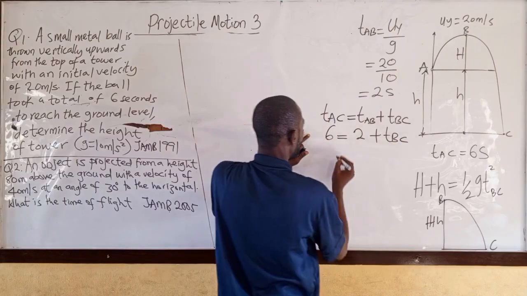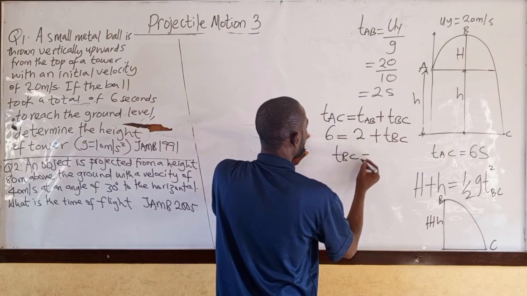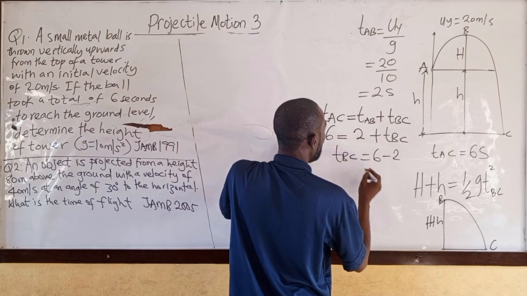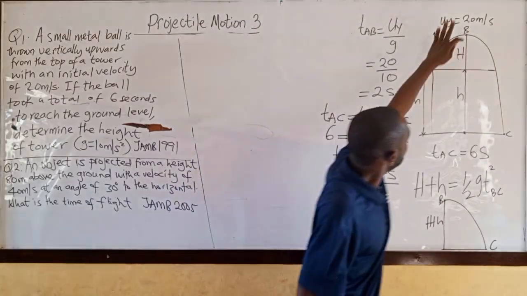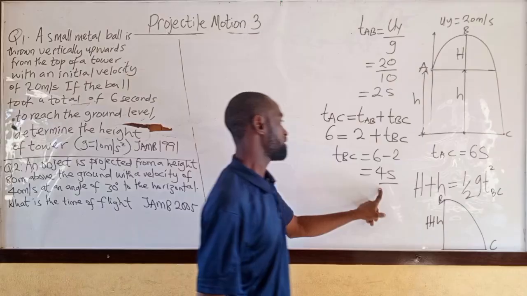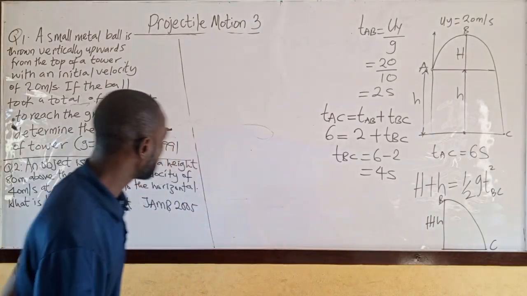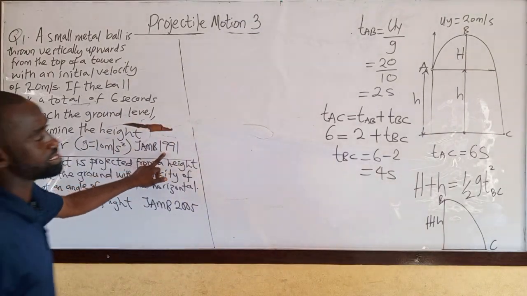time BC. What about time BC? Time BC is 6 minus 2. That was 4 seconds. So the time that I need is B to C, which is 4 seconds. This question is JAMB 91, you can see it.